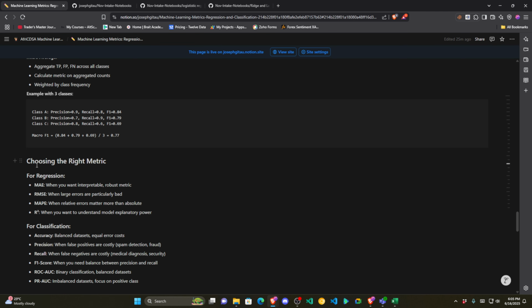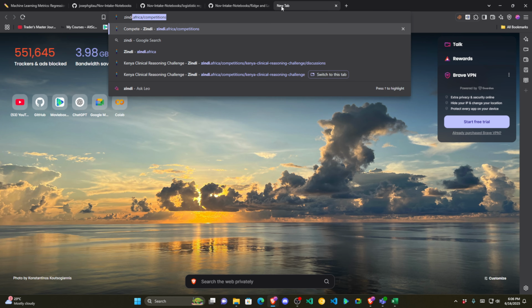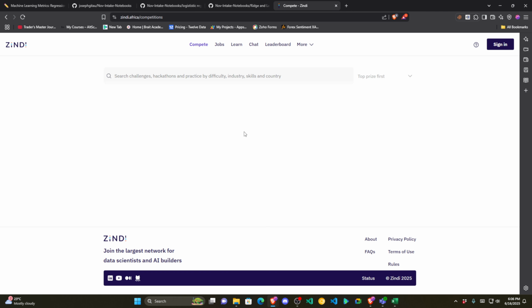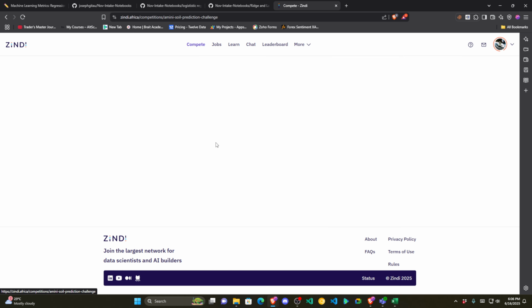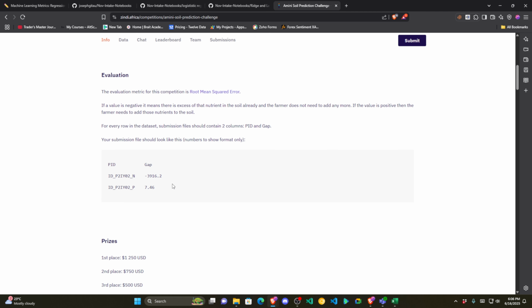So how do you choose the right metric for the model that you are creating? For regression, MAE, you'll use it when you want interpretable, robust metrics. RMSE, when large errors are particularly bad. So if you are dealing with maybe a time series data, we can look at an example. For example, for this competition that we have over here on Zindi, let's say this one. Yeah, you can see they are using the root mean squared error for evaluation.